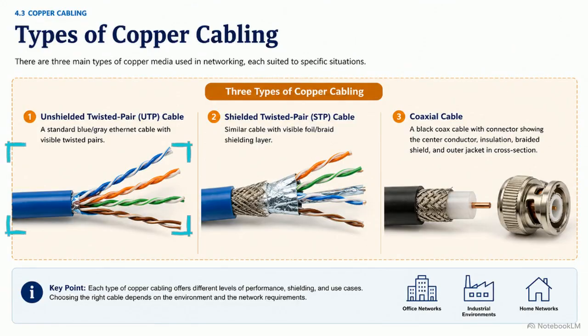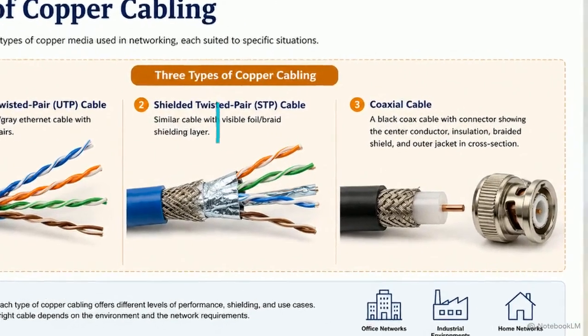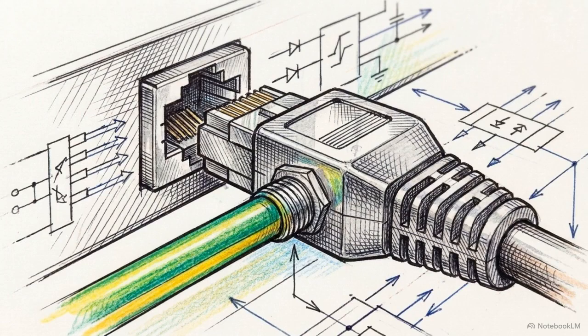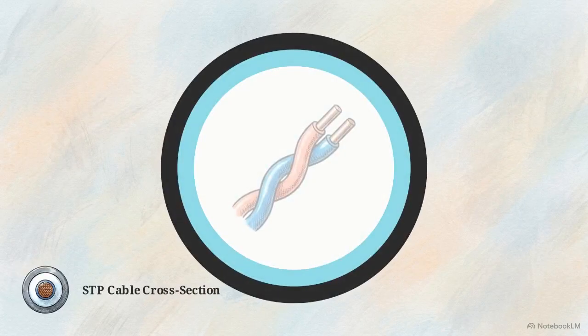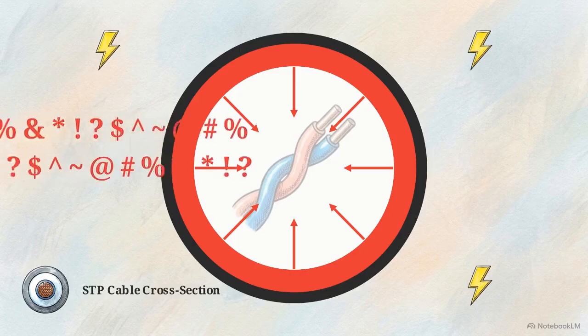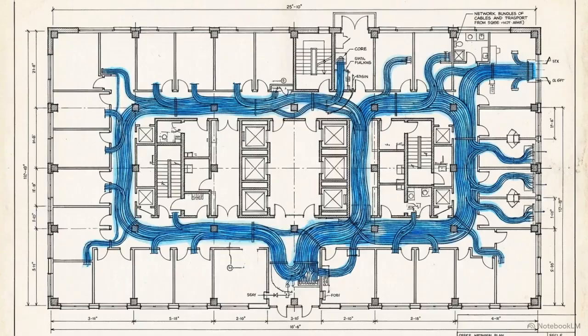When geometric twisting is insufficient, designers use shielded twisted pair and coaxial cables. STP wraps each pair in a foil shield, and coaxial encases its central conductor in a dense metallic braid. This shielding requires proper grounding at the connector to function. Without a path to ground, the metal shield acts as an antenna, picking up unwanted radio signals and destroying the data inside. Because shielding adds cost and weight, UTP remains the standard for the majority of network installations.